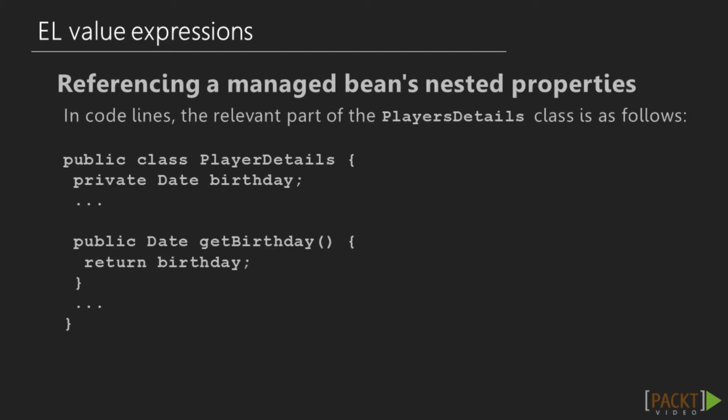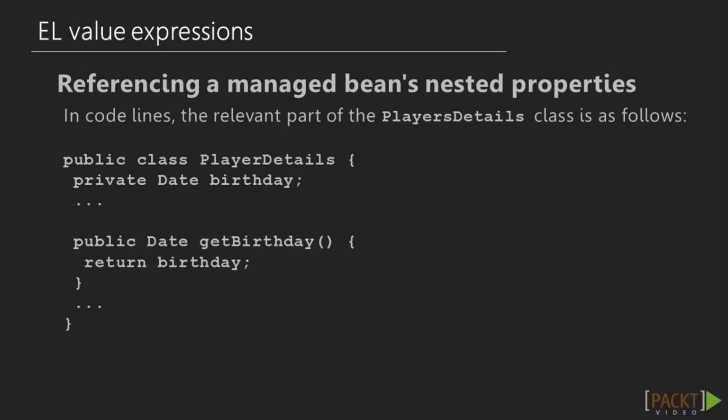Okay, let's go further and discuss how to reference a bean's nested properties. Usually, beans use nested properties. Such properties can be accessed by EL using the dot and brackets notations multiple times in the same expression. For example, the player's bean may contain common data about tennis players, such as names, titles, finals, and so on.